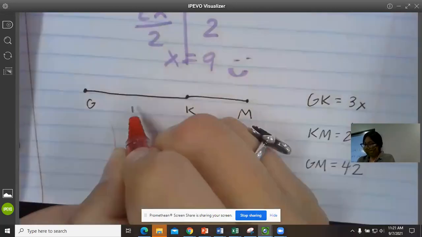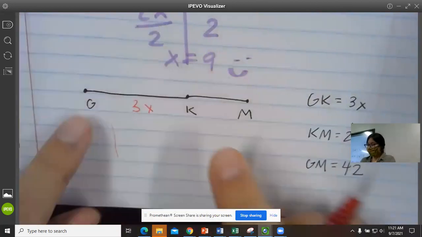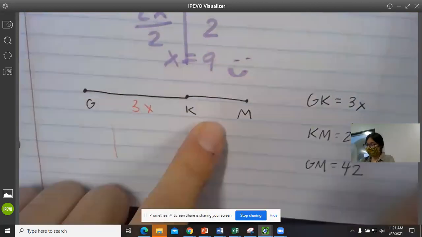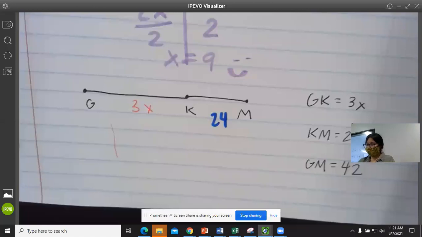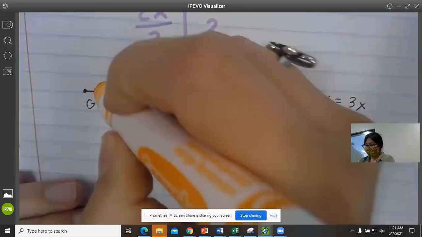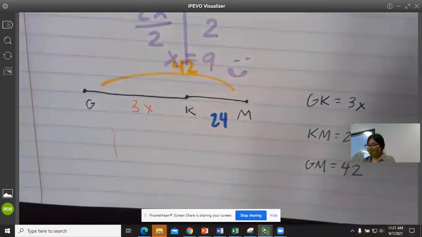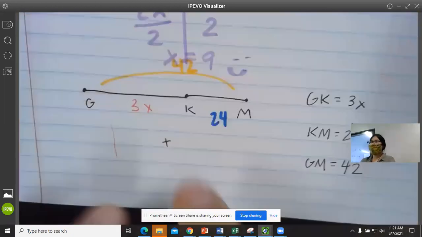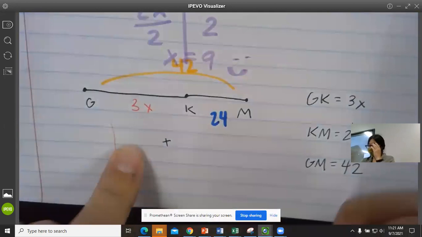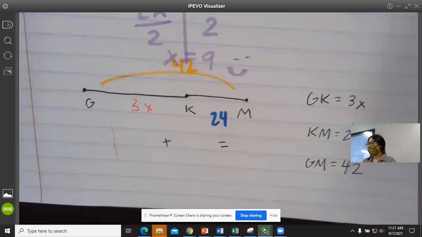Good job. So from G to K, it's 3x. From K to M, it's 24. The whole thing is 42. All right, so please write your segment addition. So what two pieces do you add? And then what's the total? I'll walk around and check your segment addition equation. Once I put a check, go ahead and solve it.